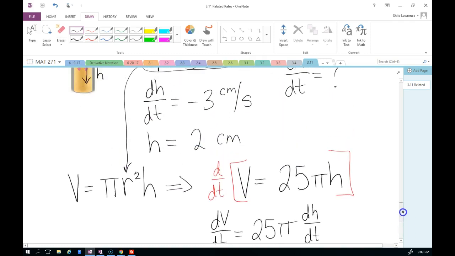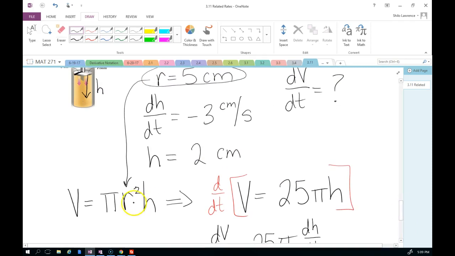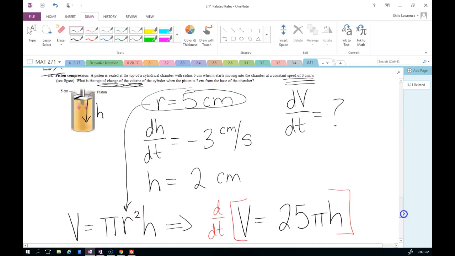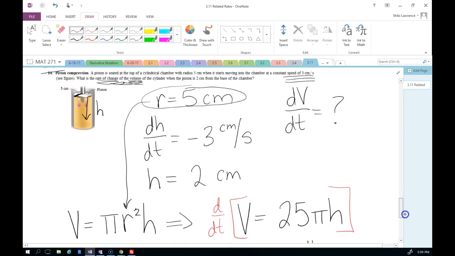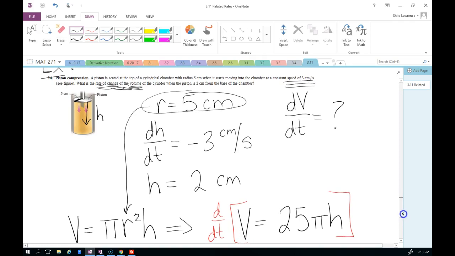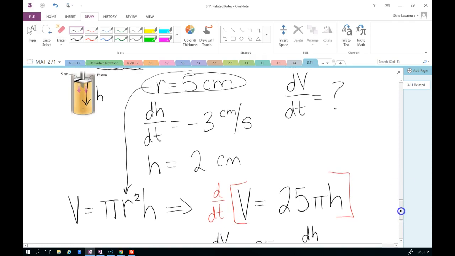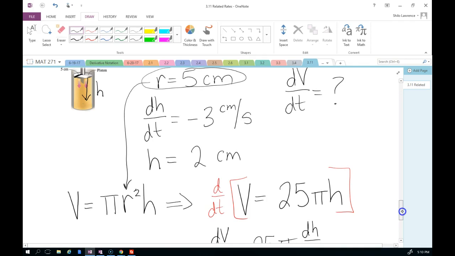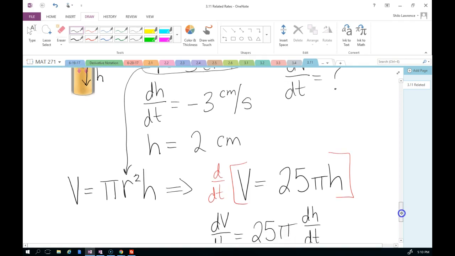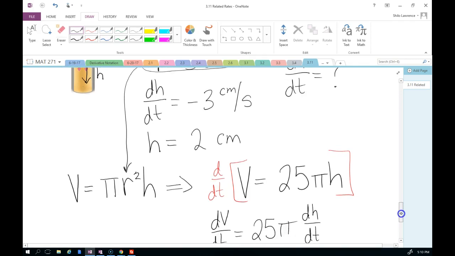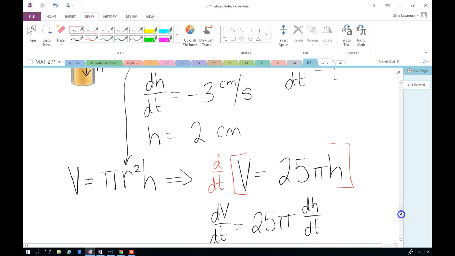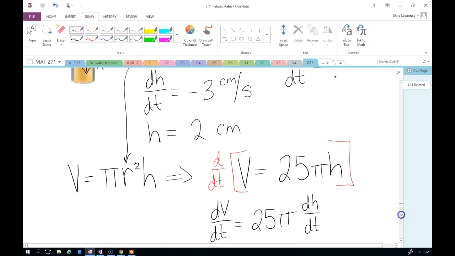So this is a good example of where we actually have two variables. Volume is dependent upon radius and height, but we can go ahead and plug radius in right away because radius never changes. Radius is a constant value, so we don't have to worry about there being a dr/dt value. We can plug that 5 in right away and just worry about the relationship between dV/dt and dh/dt. It's just volume and height that are changing.